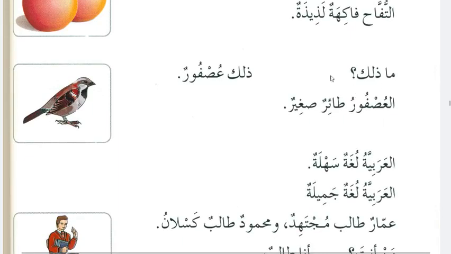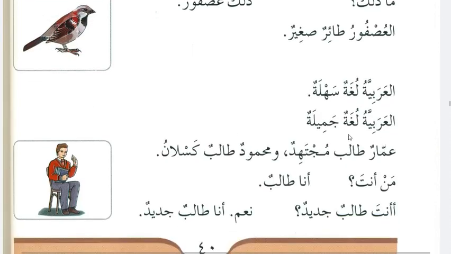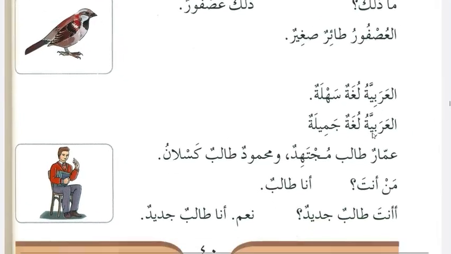Ma zalika, what is that? Zalika usfur, that is a sparrow. Al usfuru ta'irun sagirun, sparrow is a small bird. Al arabiyatu lughatun sahla, Arabic is an easy language. Al arabiyatu lughatun jamila, Arabic is a beautiful language.